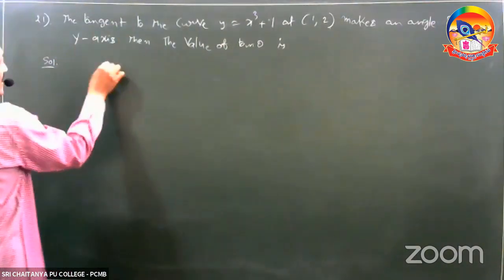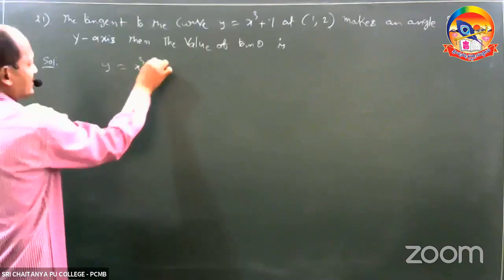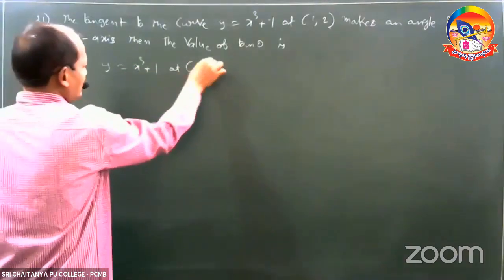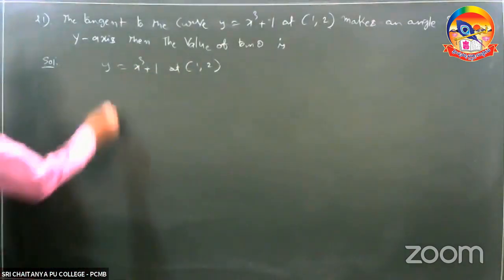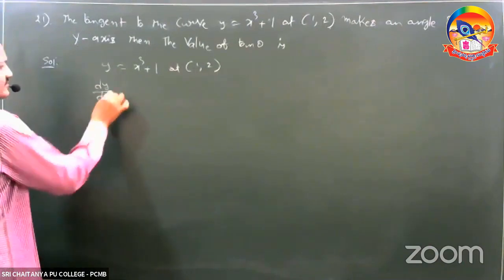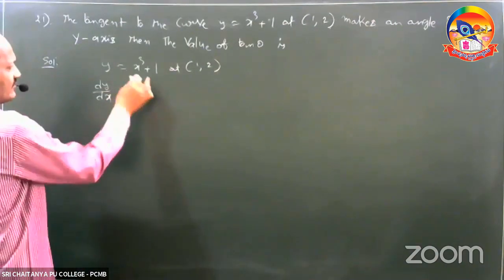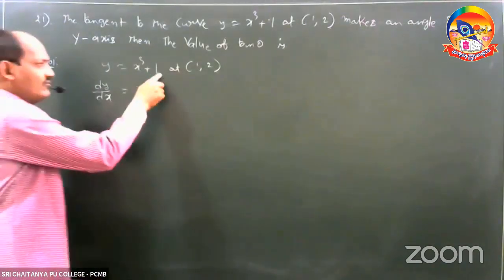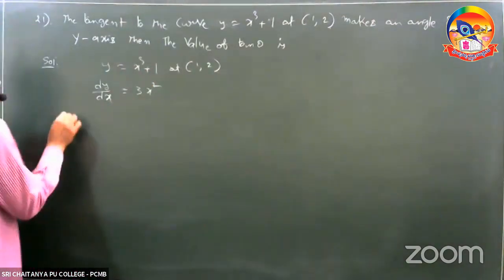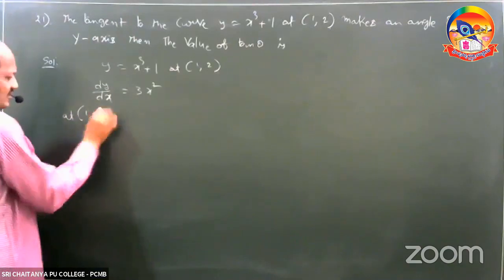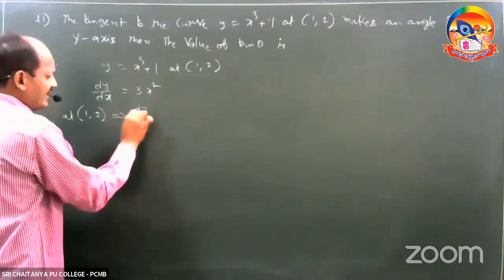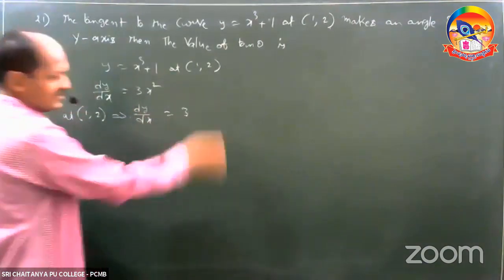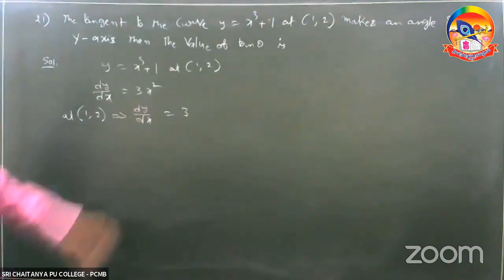Here, given a curve y is equal to x cube plus 1 at 1 comma 2, find dy by dx. Derivative of x cube is 3x square. Derivative of 1, a constant, is 0. At 1 comma 2, dy by dx is equal to 3, since the x value is 1.